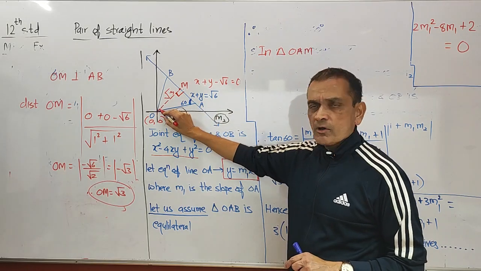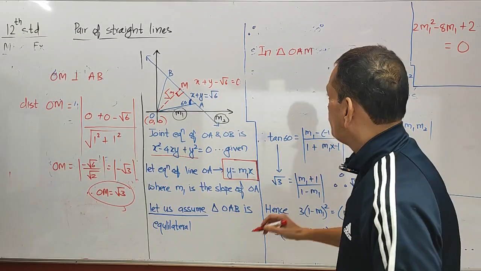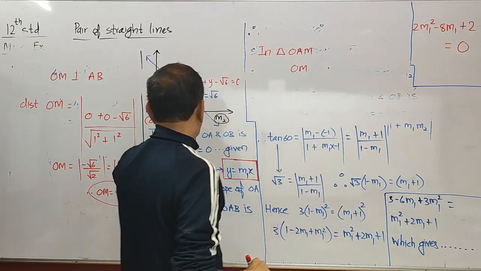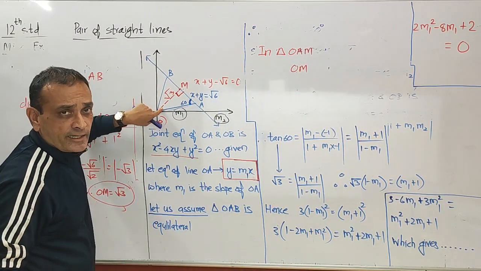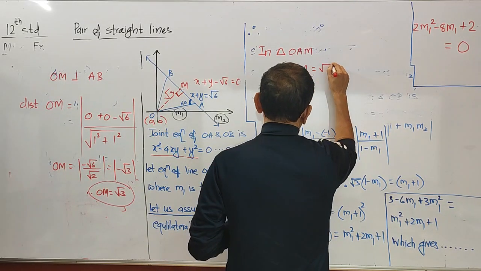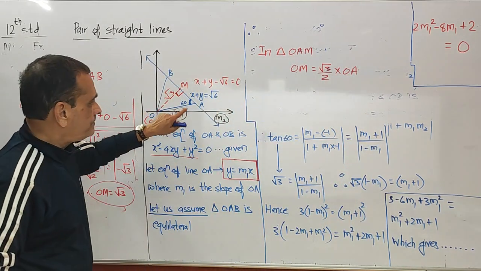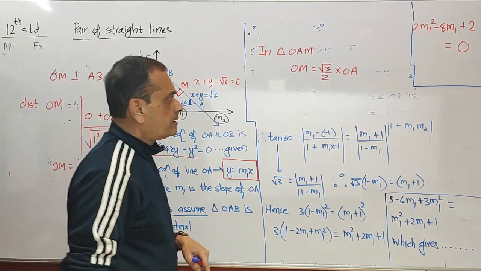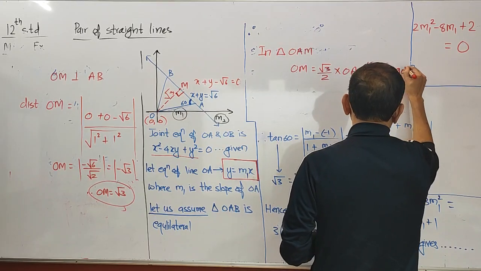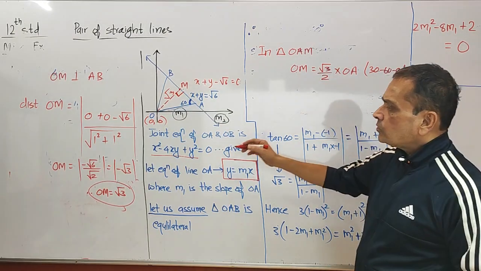Side opposite to 60 we have got now. So I am using the formula for side opposite to 60. So side opposite to 60 is OM. देखो, side opposite to 60 is OM. Formula याद है, √3/2 times the hypotenuse. Hypotenuse is OA. 30, 60, 90 triangle theorem. Clear? Now OM we know √3.